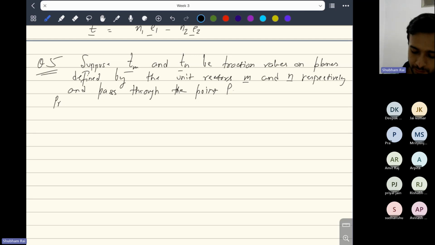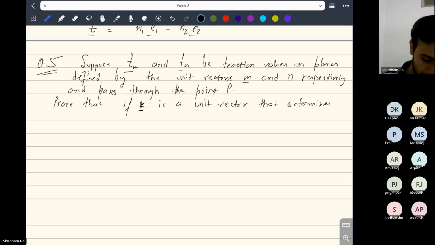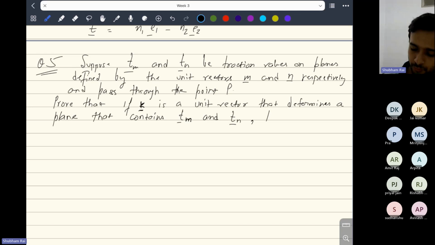So what you have to prove? You have to prove that if K is a unit vector that determines a plane that contains Tm and Tn, then you have to prove that K is perpendicular to M and N. I'll explain straight.